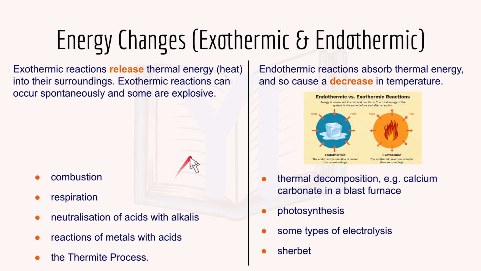Then we have exothermic and endothermic. Exothermic reactions release thermal energy or heat into their surroundings, and exothermic reactions can occur spontaneously, and some are explosive. Some exothermic reactions include combustion, respiration, neutralizations of acids and alkalis, reactions with metals and acids, and the thermite process. And endothermic reactions absorb thermal energy and so cause a decrease in temperature. For example, thermal decomposition, like calcium carbonate in a blast furnace, photosynthesis, some types of electrolysis, and this right here.